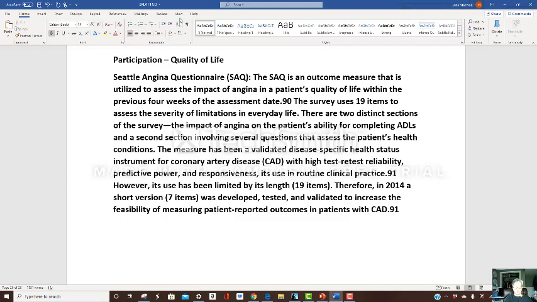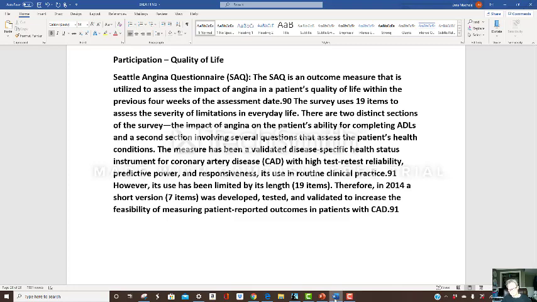Participation: Quality of Life. Seattle Angina Questionnaire, SAQ. The SAQ is an outcome measure that is utilized to assess the impact of angina on a patient's quality of life within the previous 4 weeks of the assessment date. The survey uses 19 items to assess the severity of limitations in everyday life. There are two distinct sections of the survey: the impact of angina on the patient's ability for completing ADLs, and the second section involving several questions that assess the patient's health conditions.